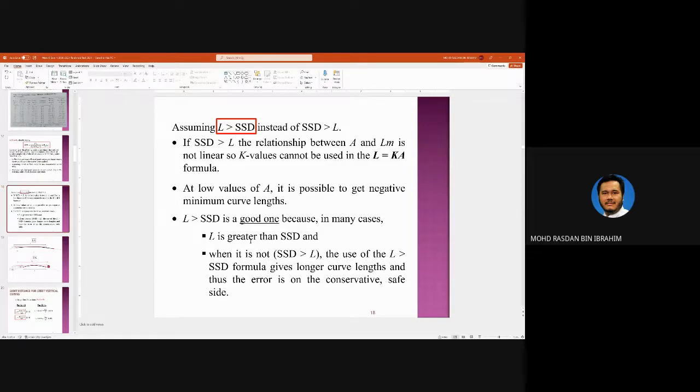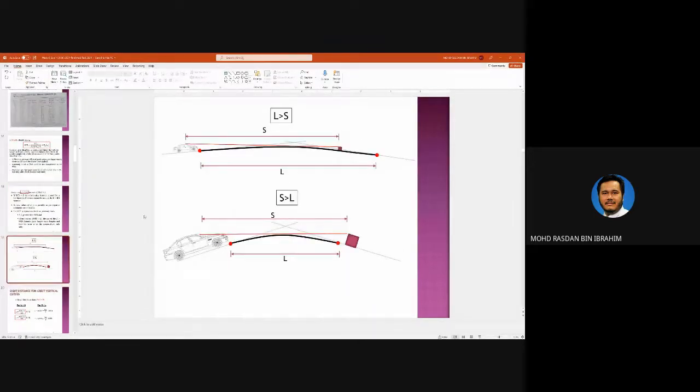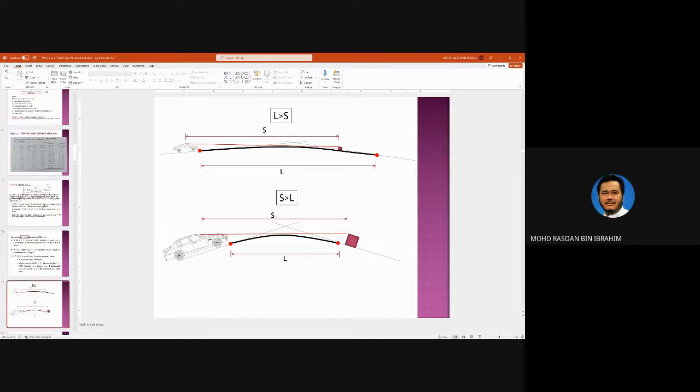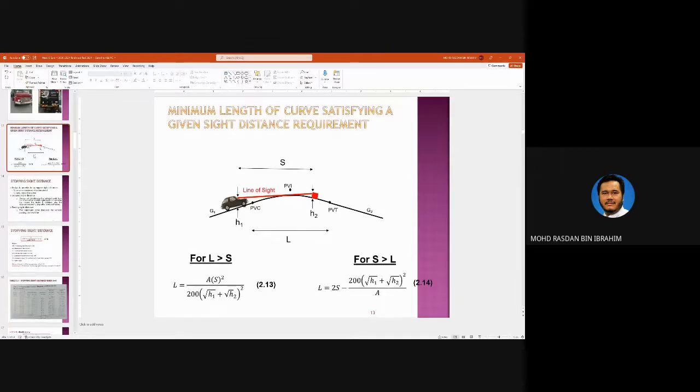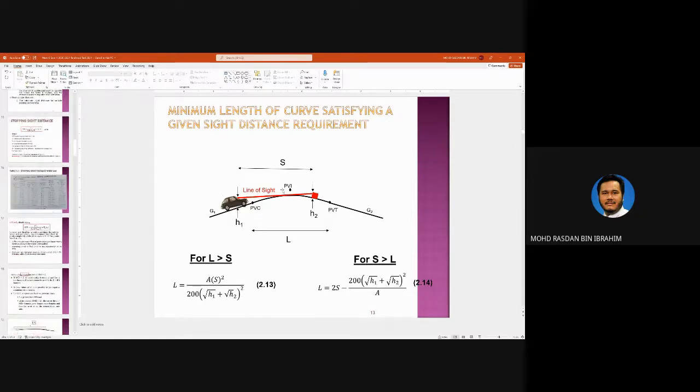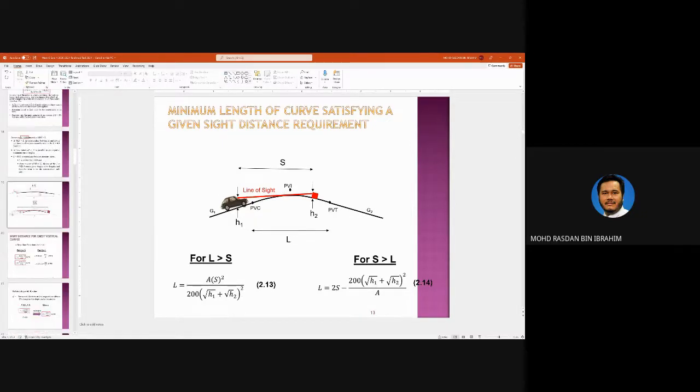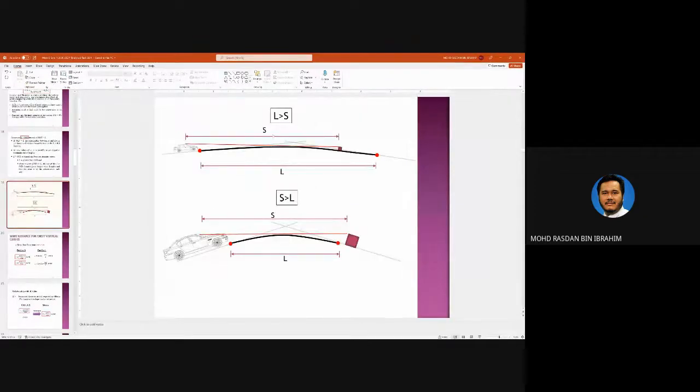So what is meant by L more than SSD and SSD more than L is this. I think most books do not show this kind of diagram. They show you the car like the previous one here, but the diagram does not really show it. They just show that L is more than S, S is less than L. The reality is this: when L is more than S, the curve is very flat, so that the L here is longer than your sight distance.